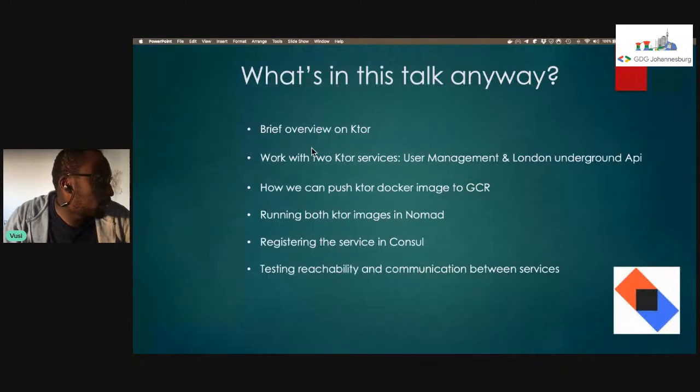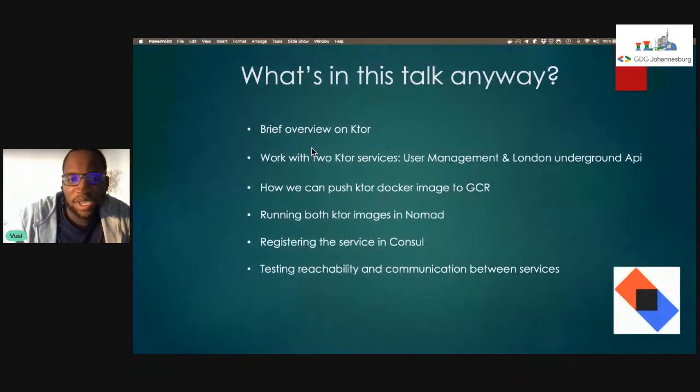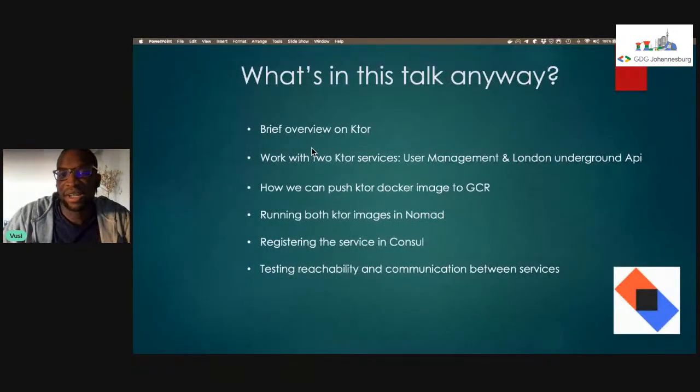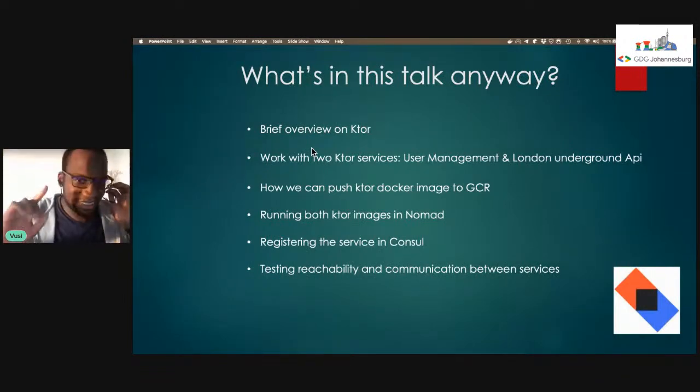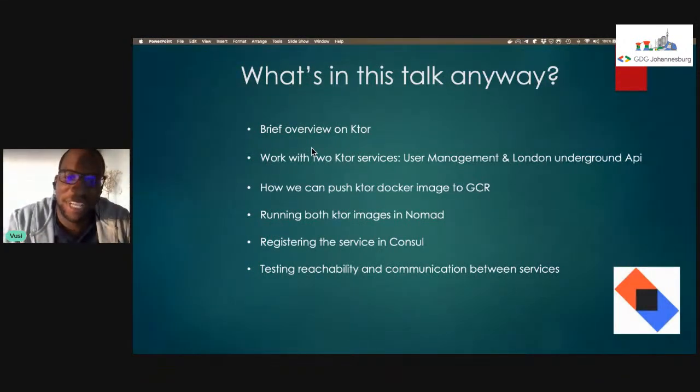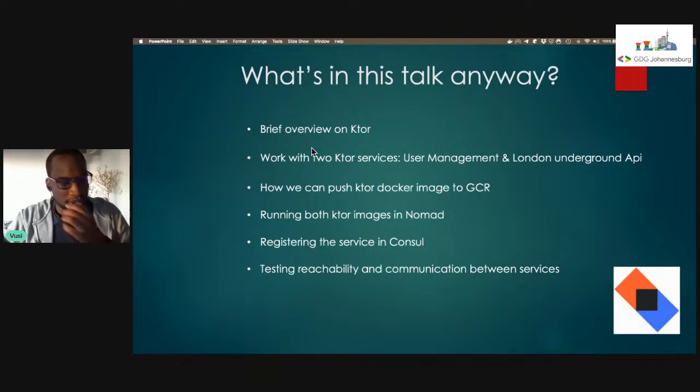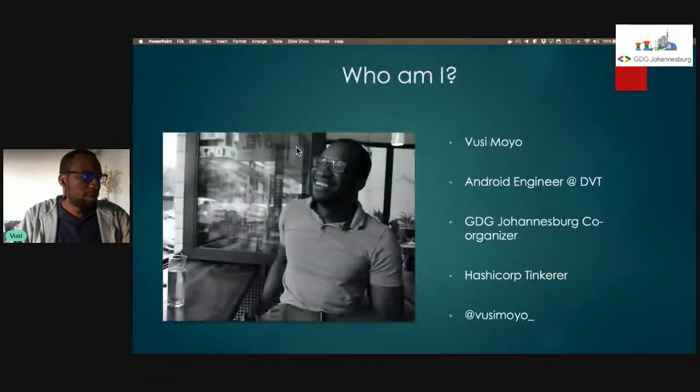So what's in this talk anyway? We're going to go over a brief overview of exactly what ktor is. We're going to work with two ktor services, user management and the London Underground API. I had to switch that. You'll see how and why, which is actually a bit more interesting. Basically, how we can push ktor Docker images to GCR, that's Google Container Registry, and then run both ktor images in something called Nomad. That's part of the Hashicorp stack I'll go into a bit later. Registering the service in Consul, again a bit later, also part of the Hashicorp stack, and testing reachability and communication between services.